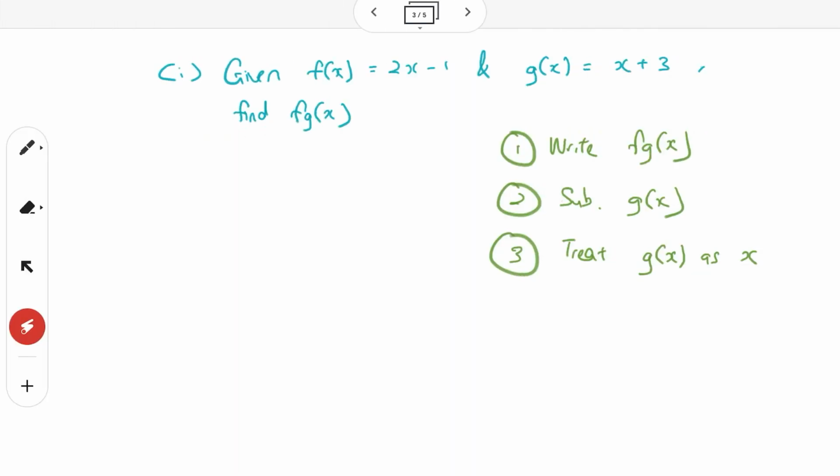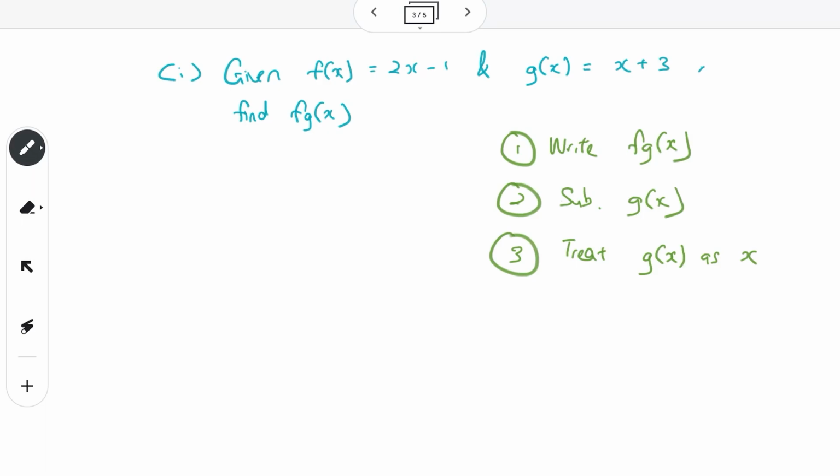Alright, now let's move on to solving the three kinds of questions that arise in SPM, because let's be real, that's all we really care about. Now, the first kind of question is where they give you f(x), they give you g(x), and they expect you to find the composite function. This is the easiest kind of question.